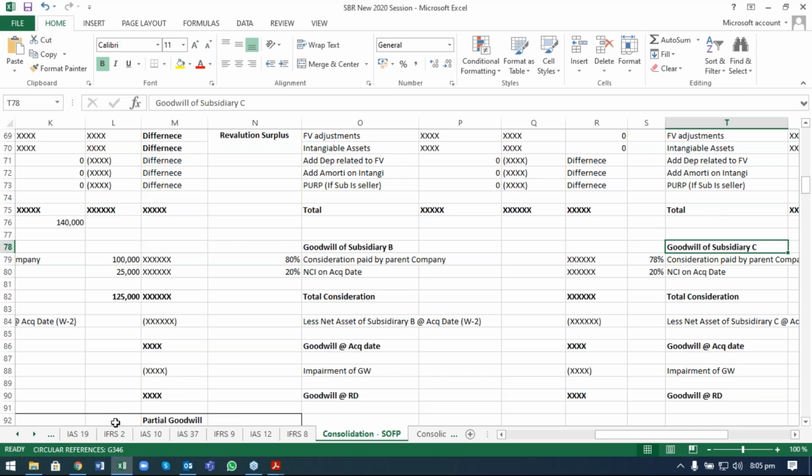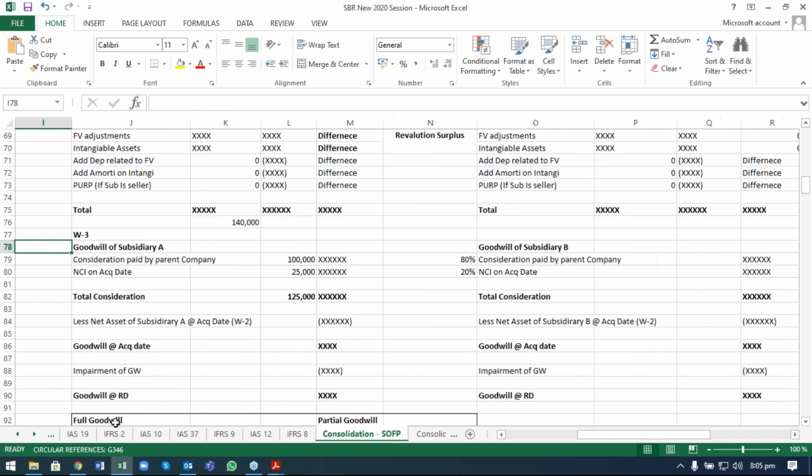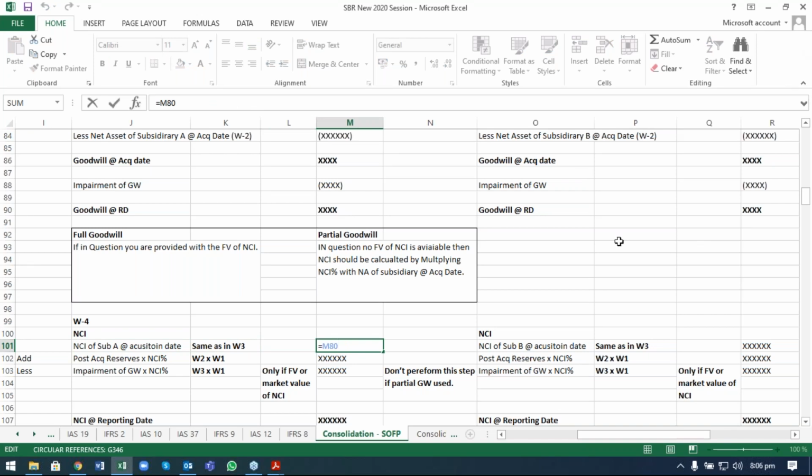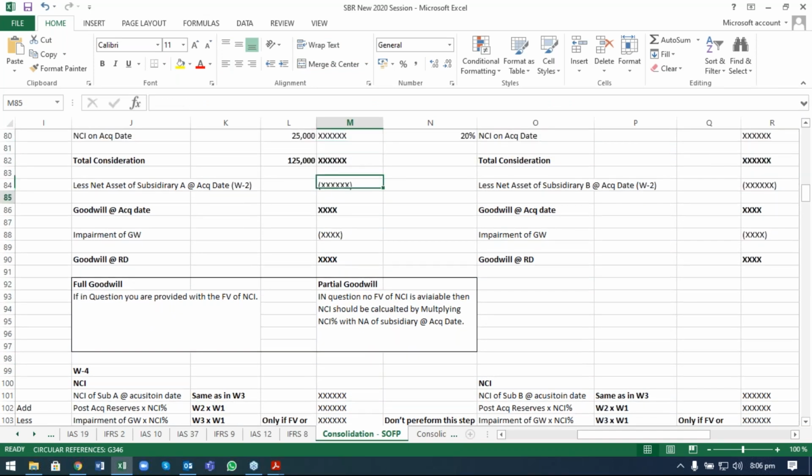So it's not a difficult one. The only thing you need to consider is you are making the calculation one by one for each and every subsidiary. Same calculation must be repeated for NCI section once you move to the working number 4, NCI. So NCI of subsidiary at acquisition date must be the same as reported in working 3. If you can see, I have already assigned it, I have already linked it. So this is the NCI at acquisition date. You can see this was linked from this to make sure that we are using the same value of NCI that was at acquisition date.